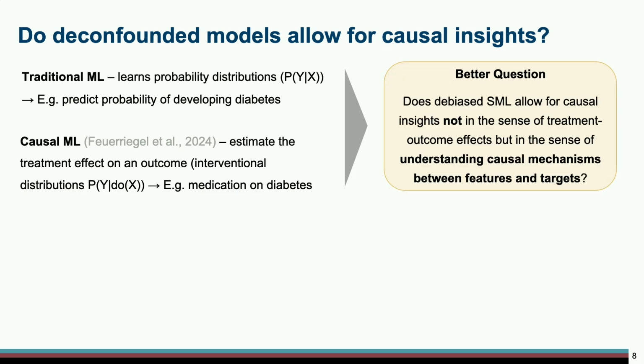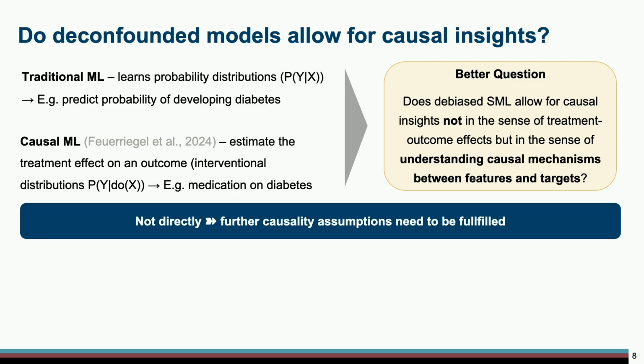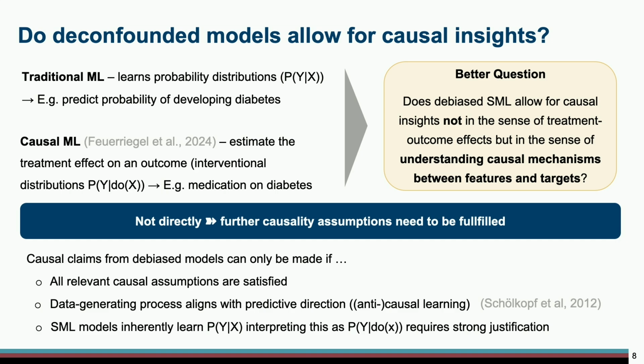So the better question we would want to ask is maybe not whether they allow for causal insights in the sense of treatment outcome effects, but more in the sense of understanding causal mechanisms between features and targets. And the short answer is no, they do not directly, because there are further causality assumptions that need to be fulfilled. And additionally, we need to take care of the data generation process, because there can be effects like causal and anti-causal learning.